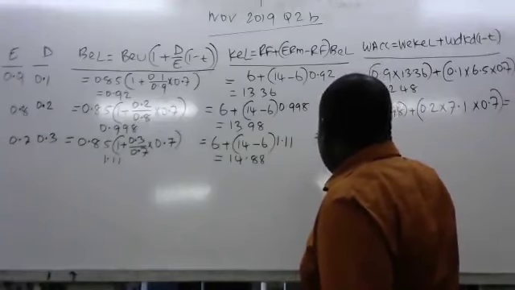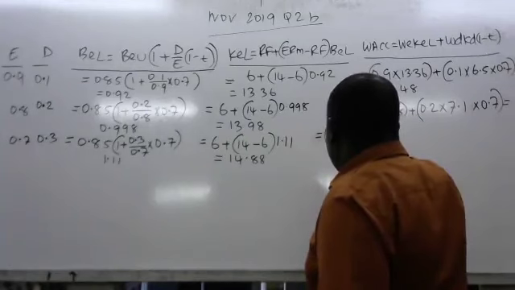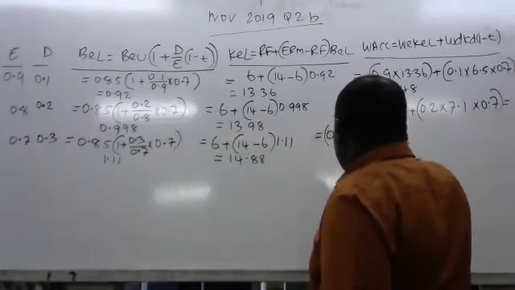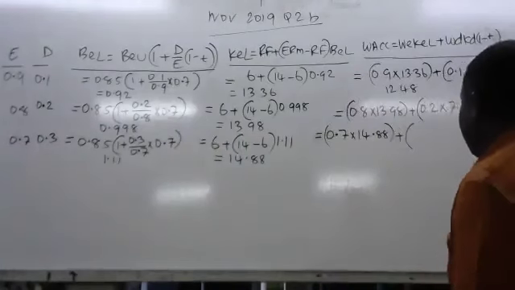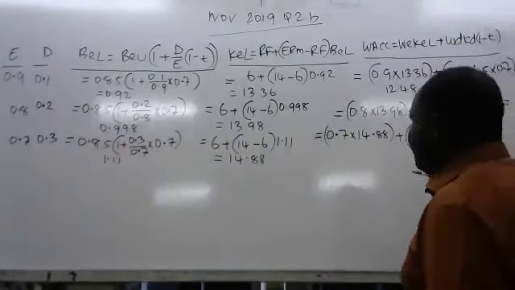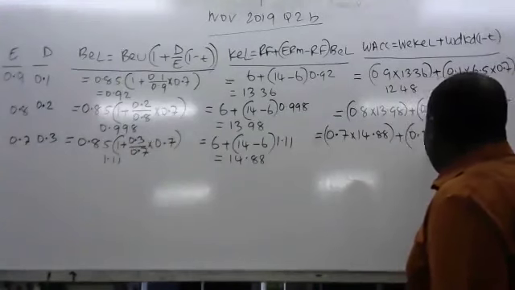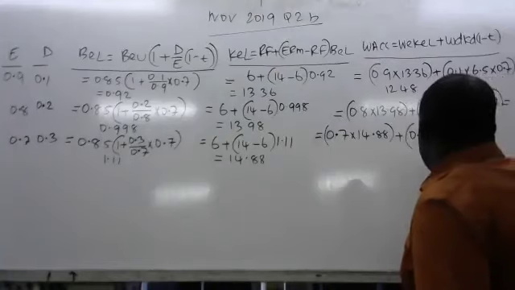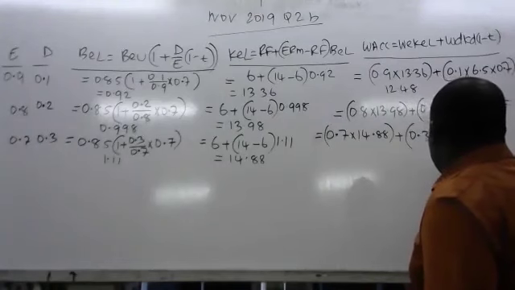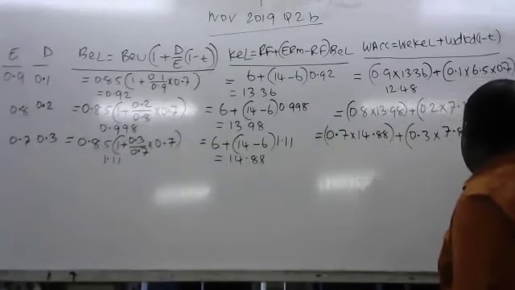0.7 multiplied by 14.88, then also 0.3. So we also multiplied by, that one is 7.8. Also multiplied by 0.7.